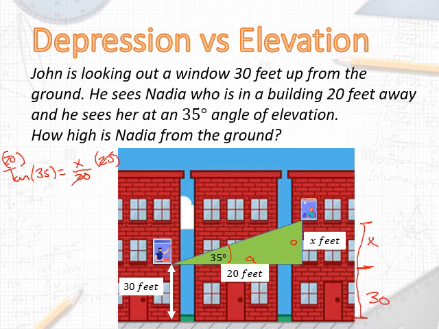So 20 times tan 35 is going to be our solution. And that is 14.004. So it's the nearest foot. It's going to be 14 feet is equal to X. The final answer, Nadia, is 30 plus that 14. So Nadia is 44 feet off the ground.